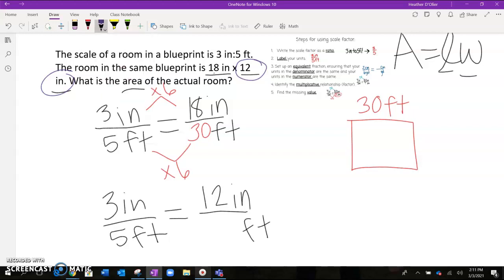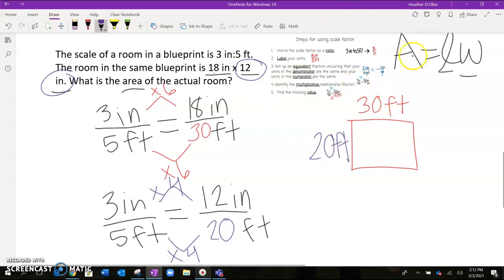I'm looking for that multiplicative relationship. So 3 times something gives me 12. I know this one off the top of my head. 3 times 4 gives me 12, but if I didn't know, I could do 12 divided by 3. So 3 times 4, whatever I do to the top, I'm going to do to the bottom to keep it equivalent. 5 times 4 is 20. So, okay, this other measurement is 20 feet.